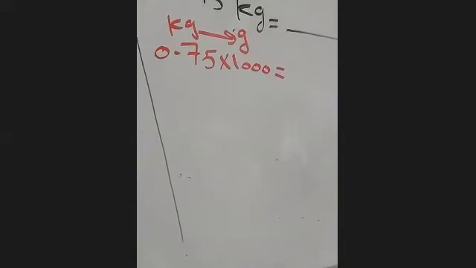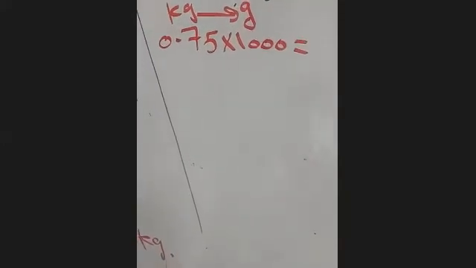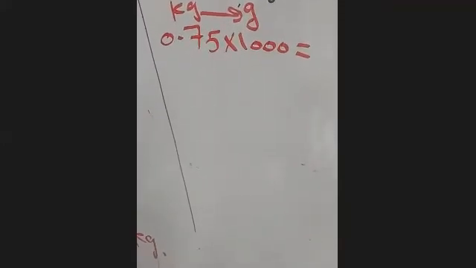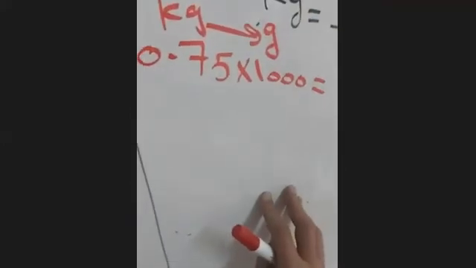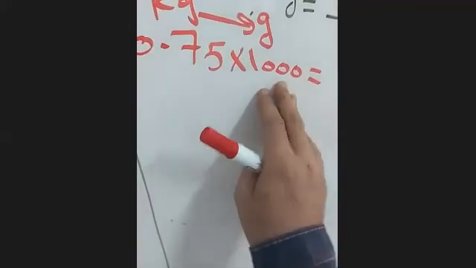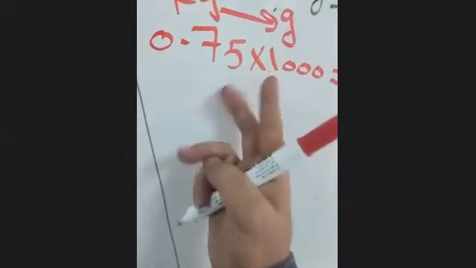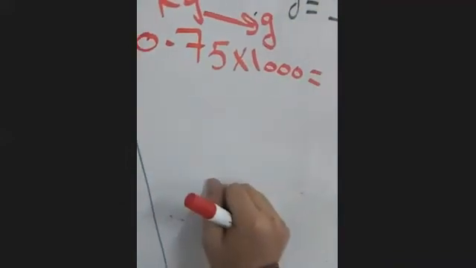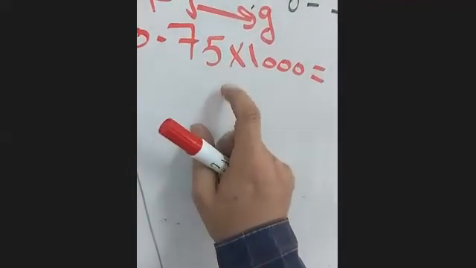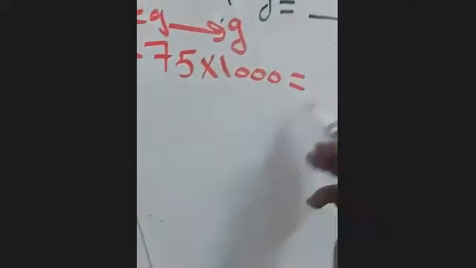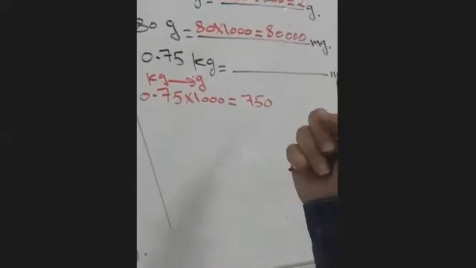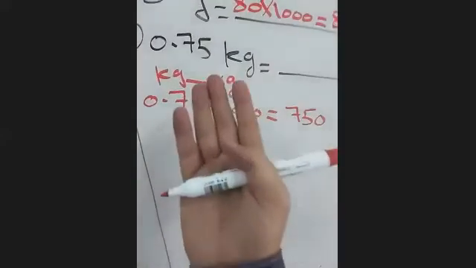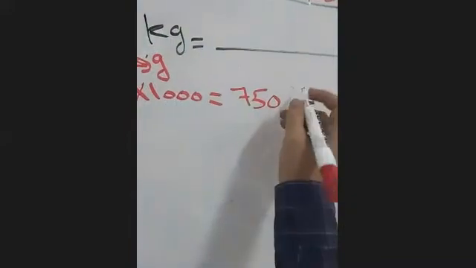We move the decimal to the right. How many digits? 3 digits, exactly, because we have 3 zeros here. We push the decimal to the right 3 digits. I have 2 digits, so we add 0 here. It will be 750. 750 what? Gram, because in the first step I'm turning the kilogram to gram.